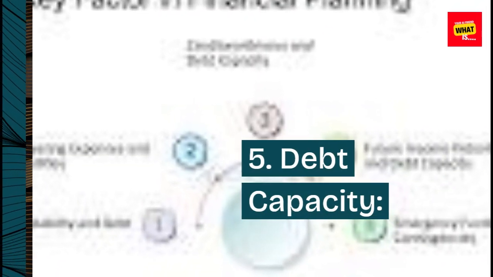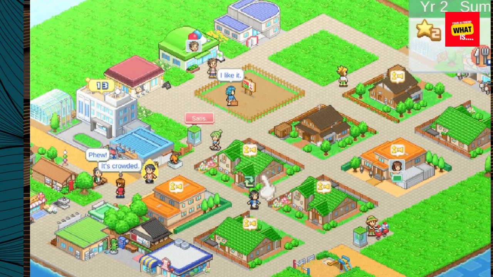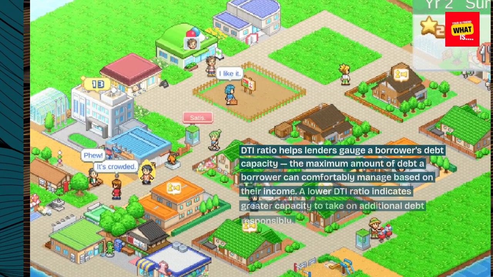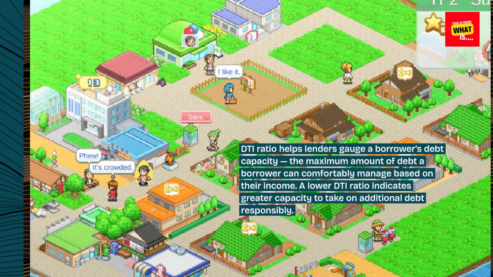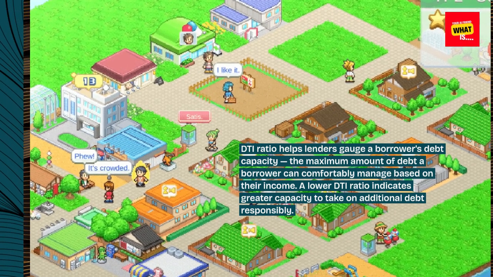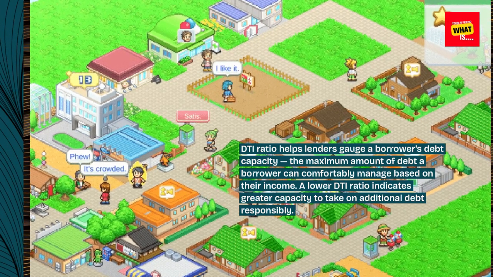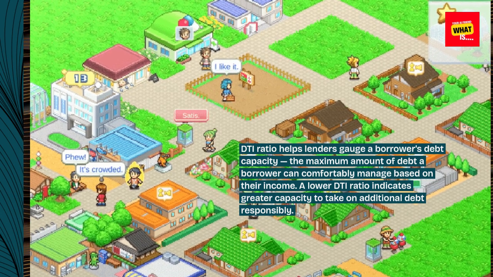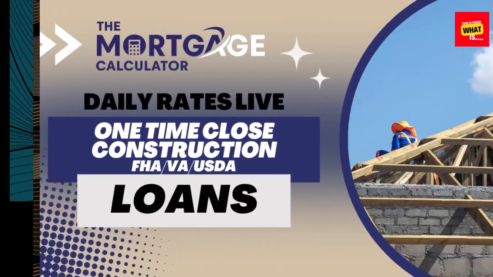5. Debt capacity. DTI ratio helps lenders gauge a borrower's debt capacity, the maximum amount of debt a borrower can comfortably manage based on their income. A lower DTI ratio indicates greater capacity to take on additional debt responsibly.